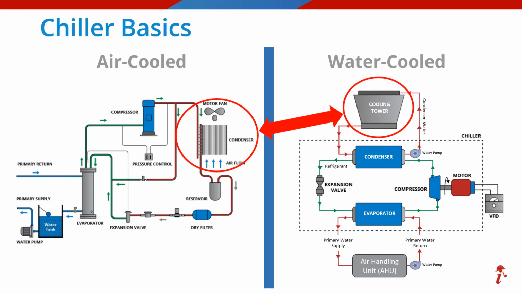In contrast to that, a water-cooled system uses water to dissipate heat outside. This is accomplished by transferring heat inside the building to water, then pumping that water to a cooling tower to dissipate that heat. Water is used since water conducts heat about 25% better or faster than air alone. Now let's get a bit more granular on how these systems transfer heat.